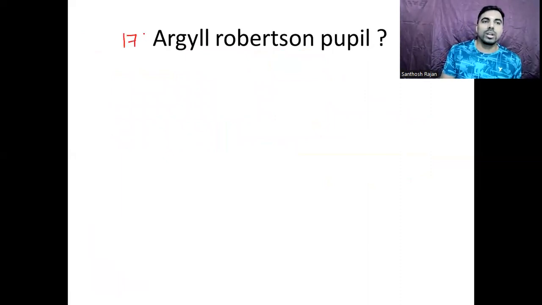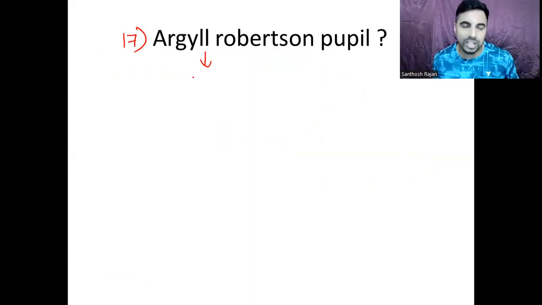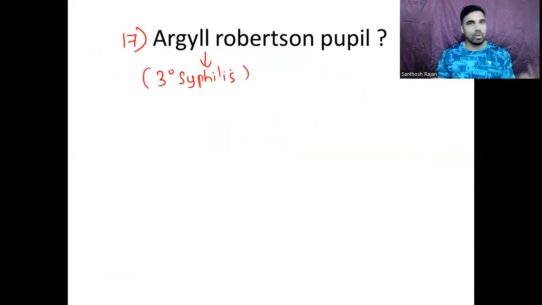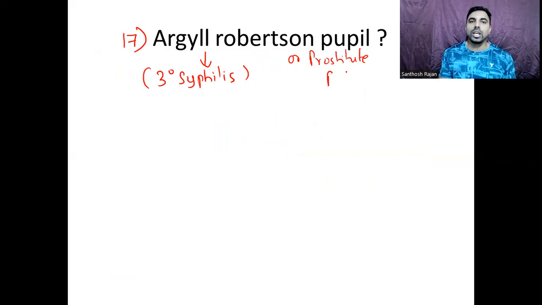Argyll Robertson pupil. Again, I don't know what they asked, from an ophthalmic point of view or a microbiology point of view, but the clue is, you know that Argyll Robertson pupil is seen in syphilis, especially in tertiary syphilis, because of the CNS complication. So the clue is already there. Otherwise, also called prostitute's pupil. Clue is already there.